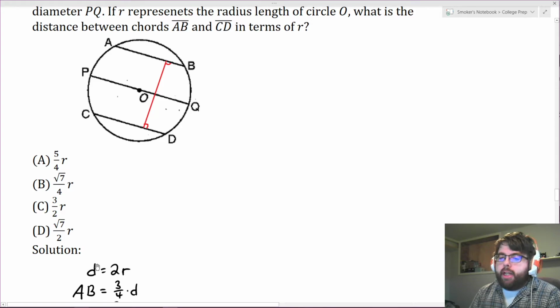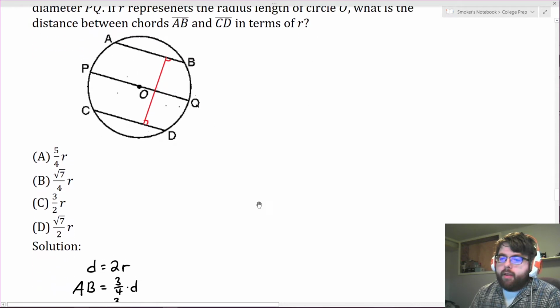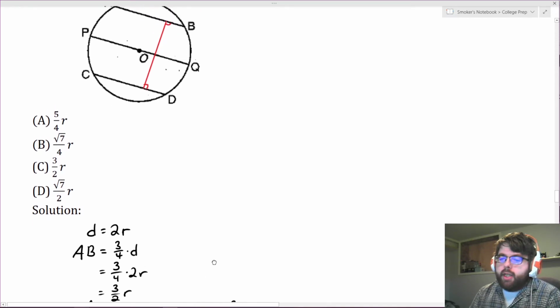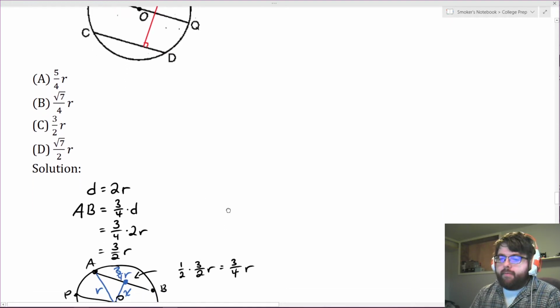Starting with noting that the diameter, the whole length across, is double the length of R. But AB is 3/4 the length of the diameter, according to the statement. So that means AB is 3/4 times 2R, which is, this 4 and that 2 simplify to just over 2. So the length of AB is 3/2 the length of the radius.